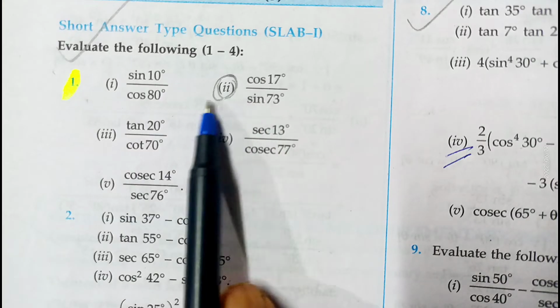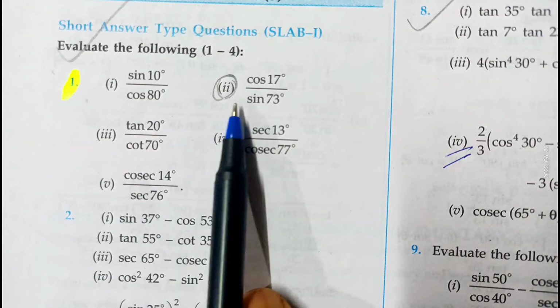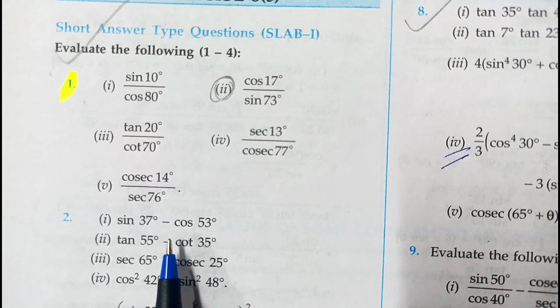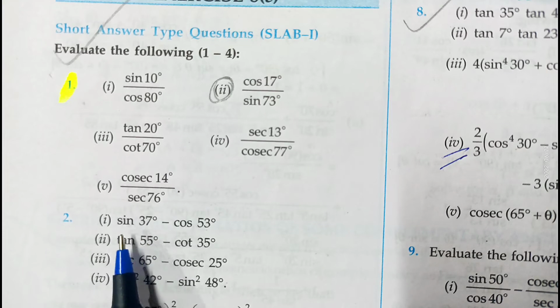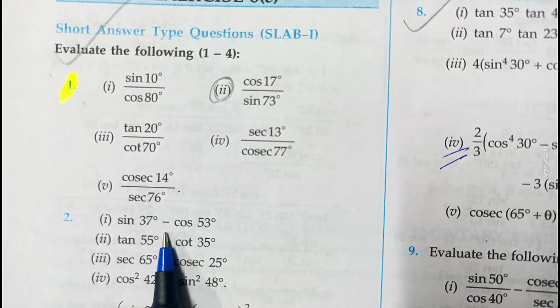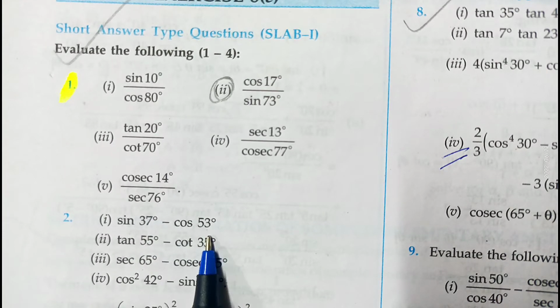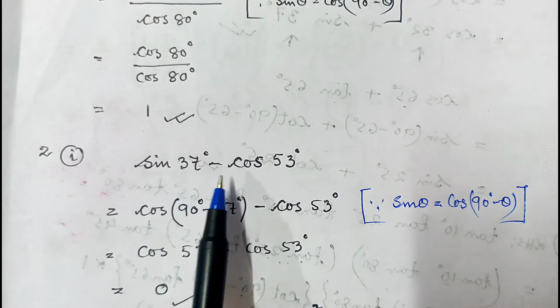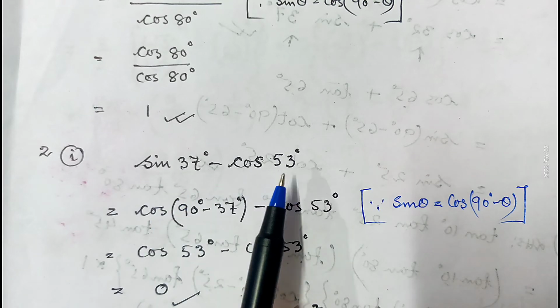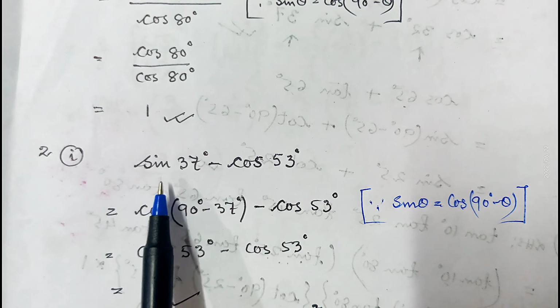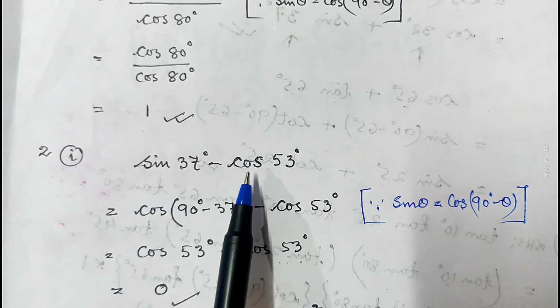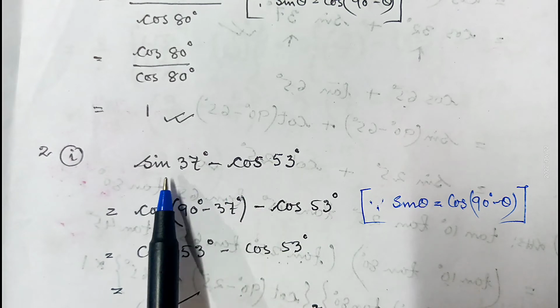I hope the remaining sums of question number 1 are of the same type; you can do them yourself. Let me show the first part from question number 2. Here also we have to evaluate sine 37 degrees minus cos 53 degrees. Like the previous sum, out of these two we can change any one. It's up to you; you can change the first part or the second part. Here I am changing the first part.